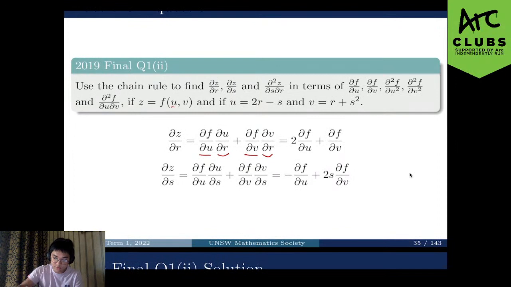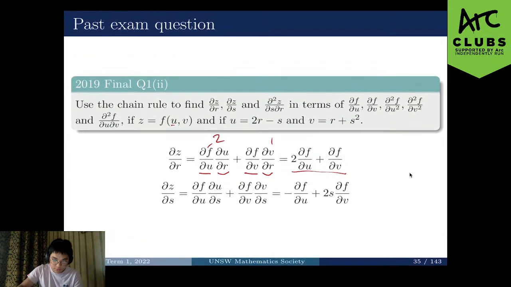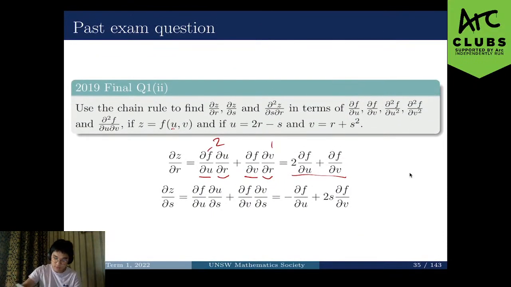So here we have df/du, so we know that's the partial derivative, that's equal to 2. And dv/dr, that's 1. So that's what we have here. And dz/ds, it's the same thing, except instead of r now, we have s. And du/ds is here, -1. And dv/ds is 2s. So yeah, this is the answer for this.